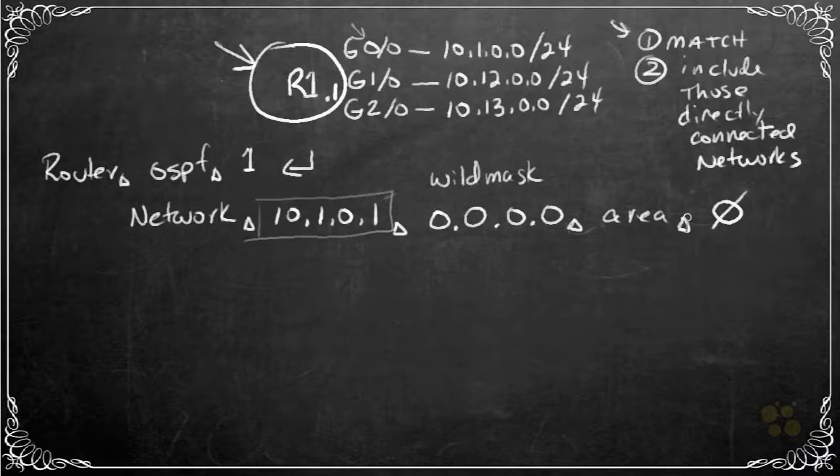Now, the challenge with this is that if we had 15 interfaces, we'd have to have 15 network statements just like this, with the appropriate IP address, to have that router add all the interfaces. So another way of doing this is to use a network statement under OSPF that could include multiple interfaces at the same time. What do you mean, Keith? Well, check this out.